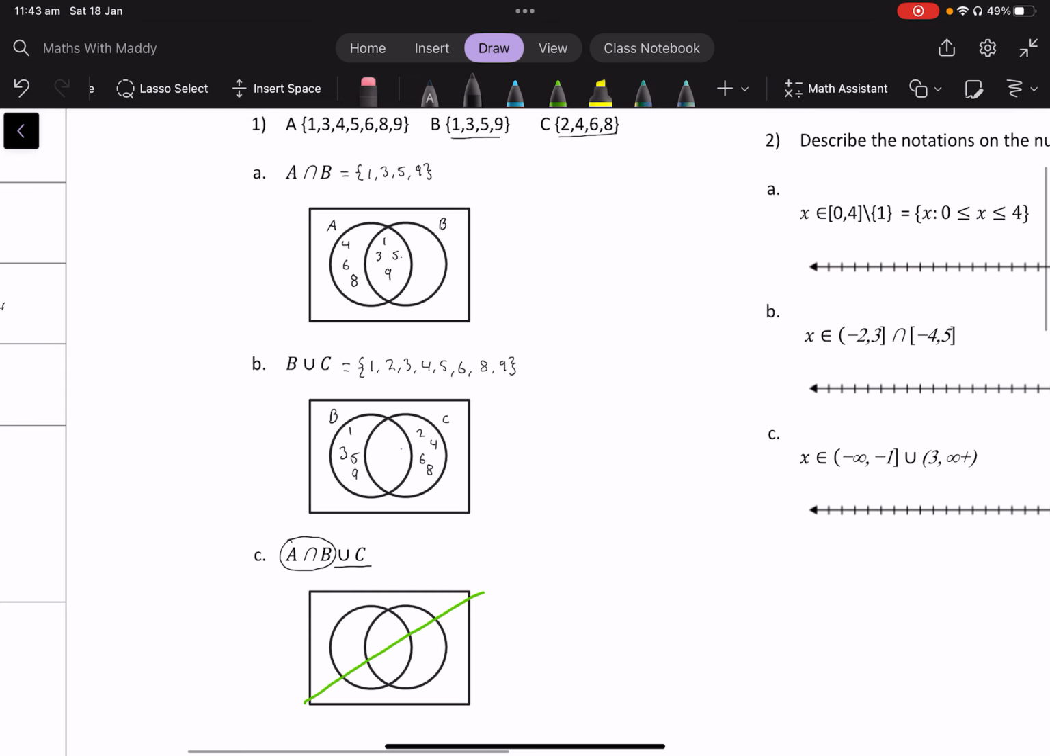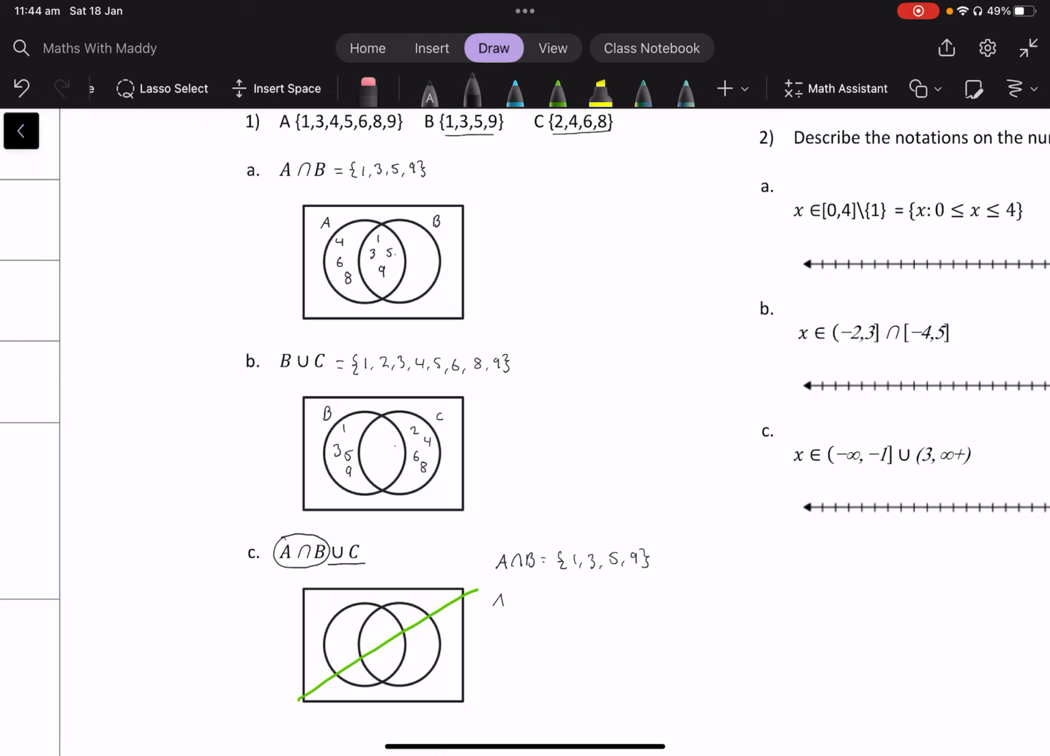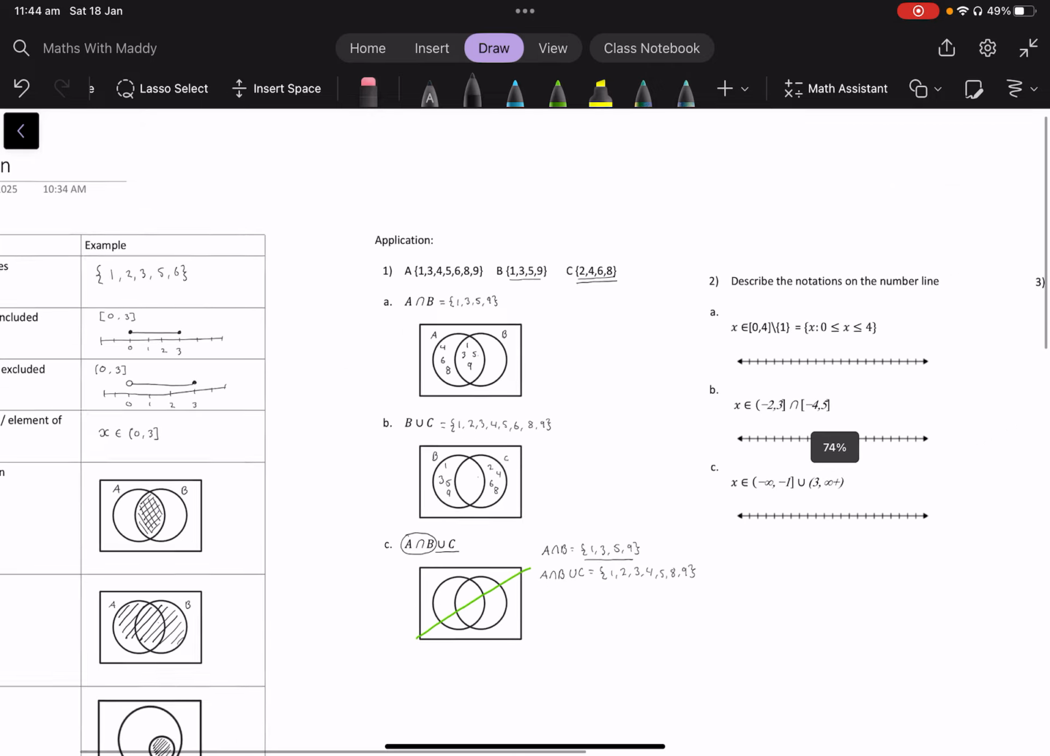So first we find A and B, which from part A, we know equals the set of values 1, 3, 5, and 9. And then or C means we include all of the values from the subset of C. So then we can see that A and B or C equals the subset 1, 2, 3, 4, 5, 8, and 9. We've combined the A and B, and we've also combined the subset of C. And that's how you would approach those questions.